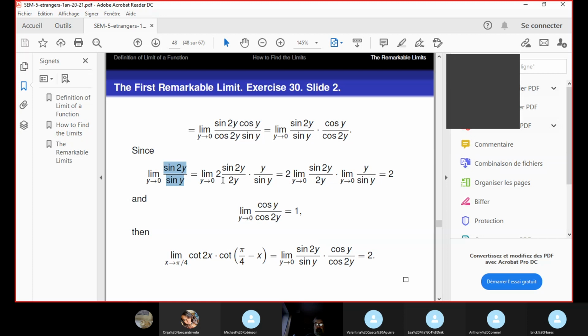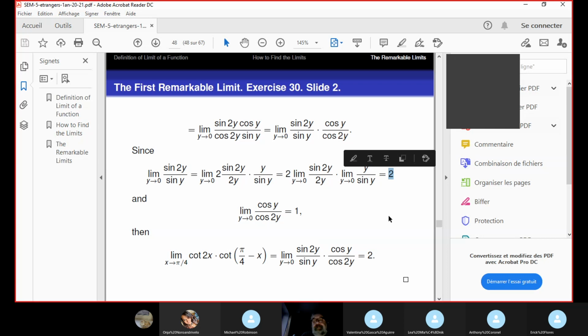Yes, I see it. Is it clear? Good. So, if it is clear, then you have that this limit will be 2 multiplied by the limit of sine 2y over 2y and the limit of y over sine y. Then the first limit will be 1, and the second limit will be also 1. So the whole limit, this one, will be 2.